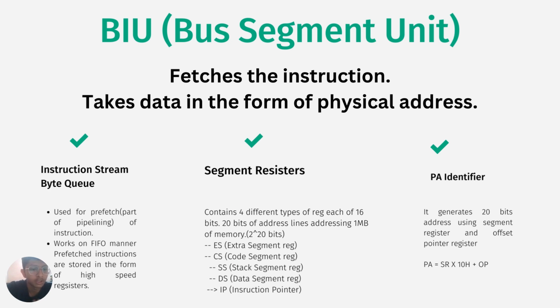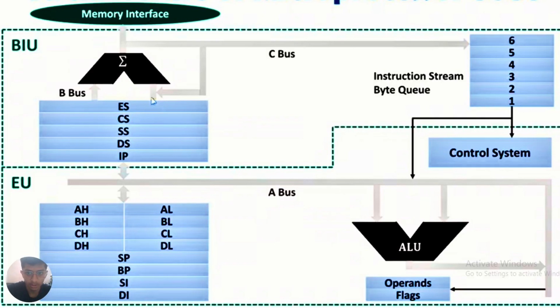First, the instruction stream byte queue. It is used for prefetch, which is part of pipelining. In prefetching, the next instruction is already stored in a buffer or register while the current one executes, so it doesn't have to be fetched from memory directly, and time is saved. It works in FIFO manner: the instruction given first will be executed first. The prefetched instructions are stored in high speed registers. So this is the basic instruction stream byte queue. Here we can see it.